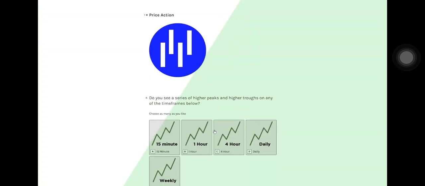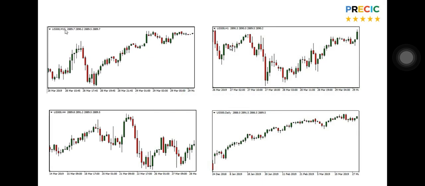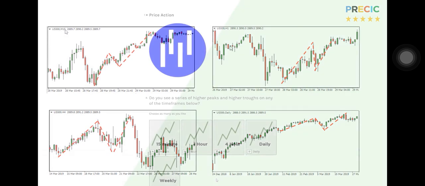The first section of the PRECIC trade planning system will look at the price action, and it asks us if there is a series of higher peaks and higher troughs in any of these time frames. As we click through the different time frames, we can see that we have a series of higher peaks and higher troughs forming on the daily chart, the 4-hour chart, the 1-hour chart, and also the 15-minute chart, so we can select all of these time frames.